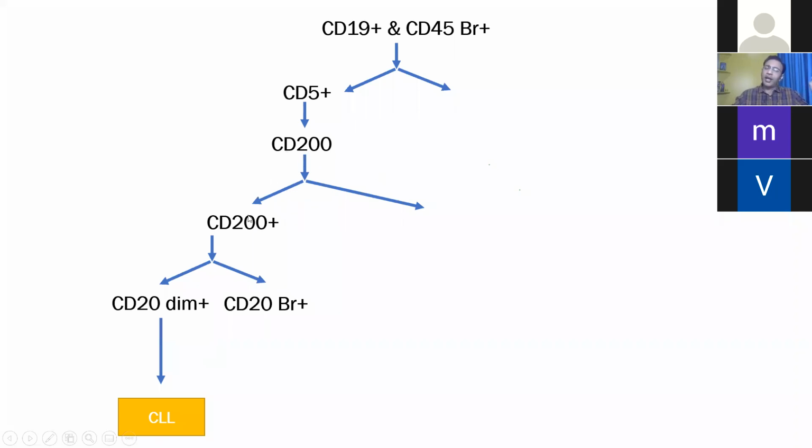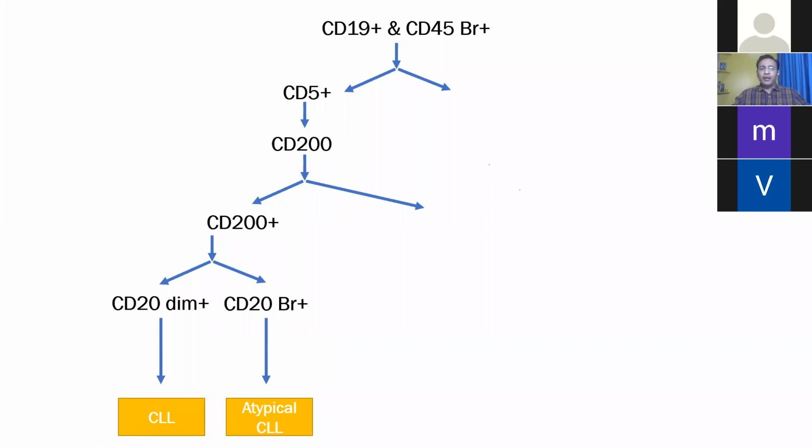We also use CD23 along with CD200, so CD23 and CD200 go simultaneously. The only issue is that CD23 can be variably expressed in other B cell lymphomas, specifically mantle cell lymphoma. So we prefer CD200, but CD23 is historically used. So CD5 positive, CD200 positive, CD20 dim is typical CLL. If CD20 is moderate or bright, it is atypical CLL, at least immunophenotypically, and may respond well to rituximab. May. Okay, but you are the best judge.